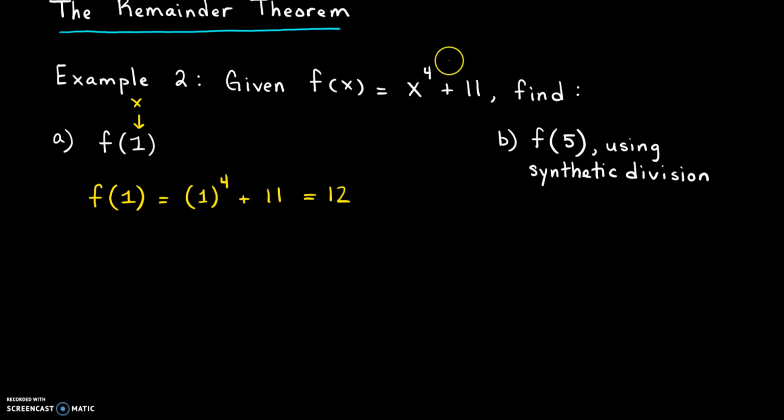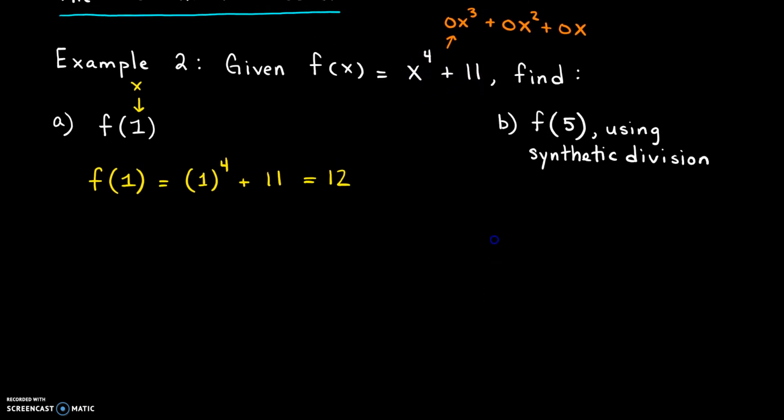So just remember, we can go ahead and add 0x to the 3rd. We can even add a 0x squared, and we can add a 0x. These are technically all zeros, so they really don't matter, and it's the same problem as x to the 4th plus 11. So what I'm going to go ahead and do is synthetic division, and so let me set that up. Remember, it looks something like this.